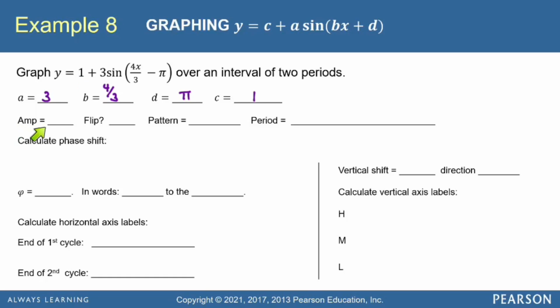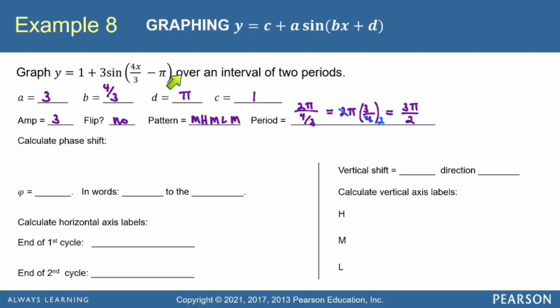All right, now the amplitude we know is absolute value of A, so that's 3. And A was positive, so no flip. The pattern is the basic sine pattern, so middle, high, middle, low, middle. And the period will be 2 pi over B, so that's 2 pi over 4/3, which is the same as 2 pi times the reciprocal of 4/3. Now if you notice, we can reduce here because 2 and 4 can both be divided by 2. When we do that, it cancels the 2 out of the top, but it leaves a 2 in the bottom. And so our period ends up being 3 pi over 2.